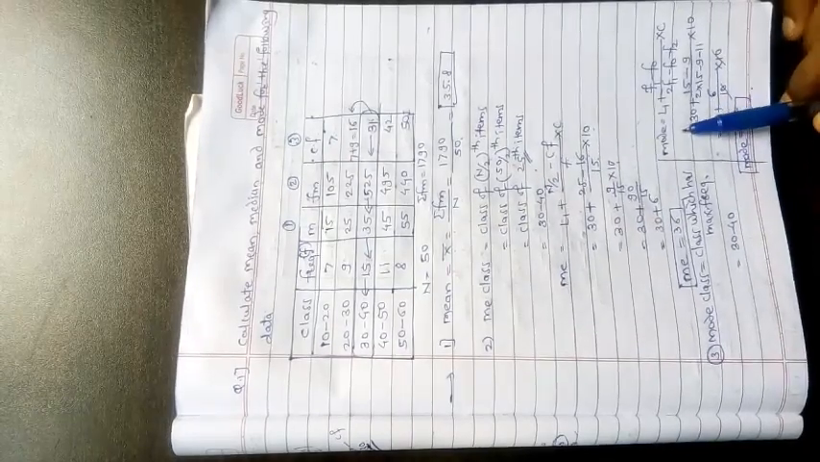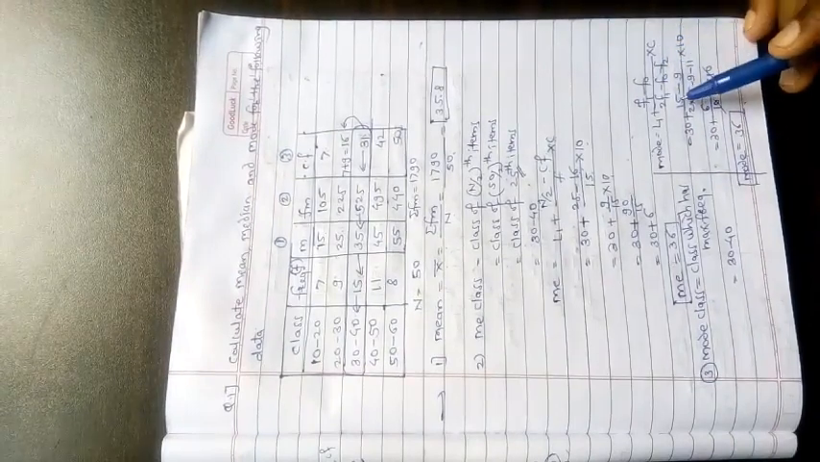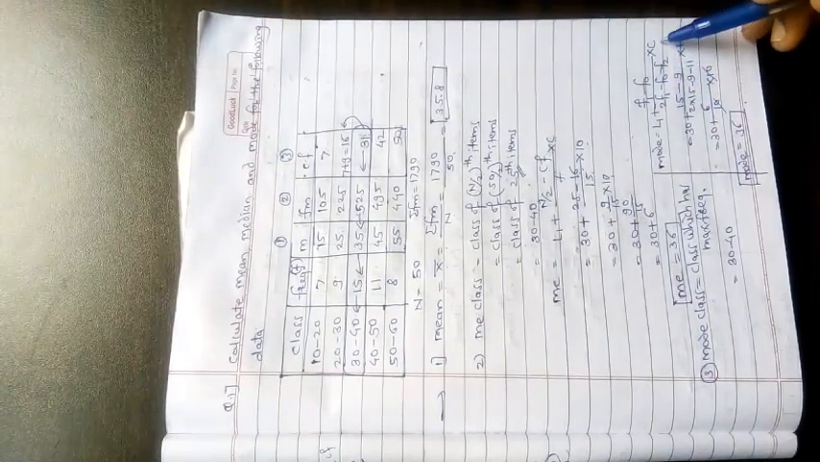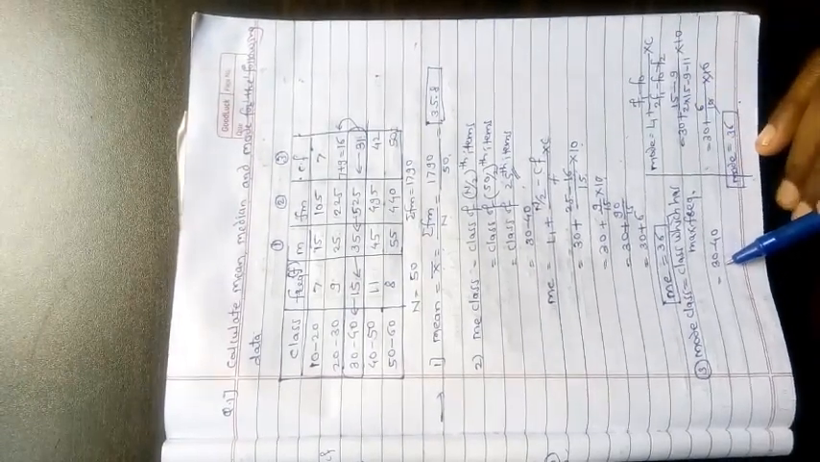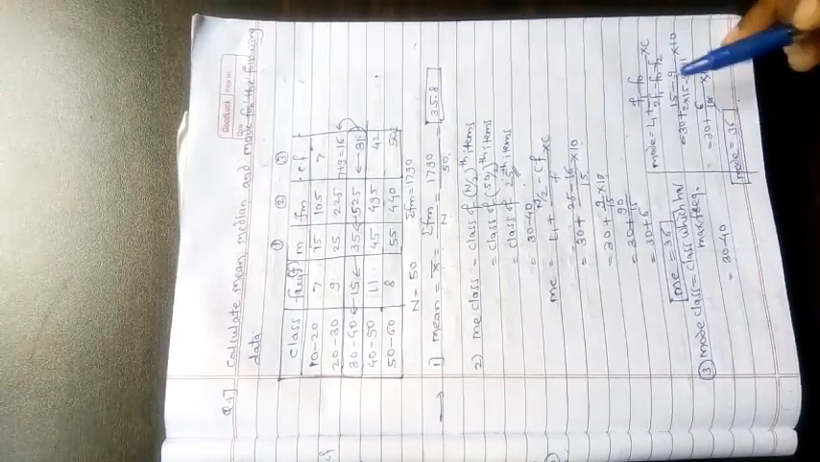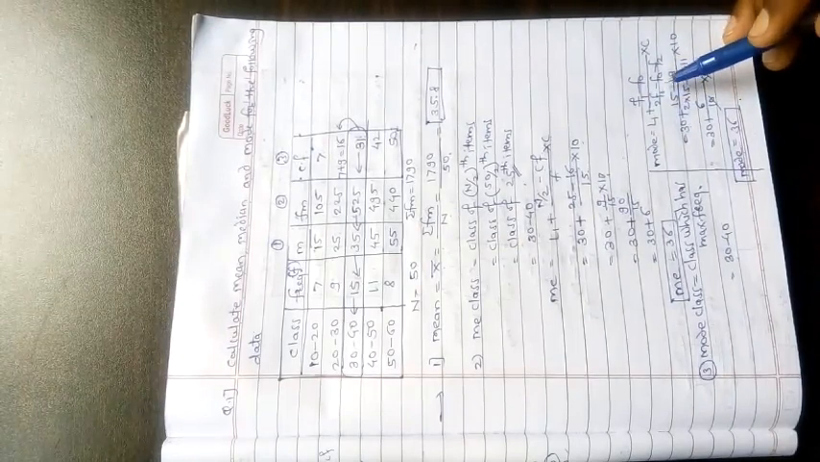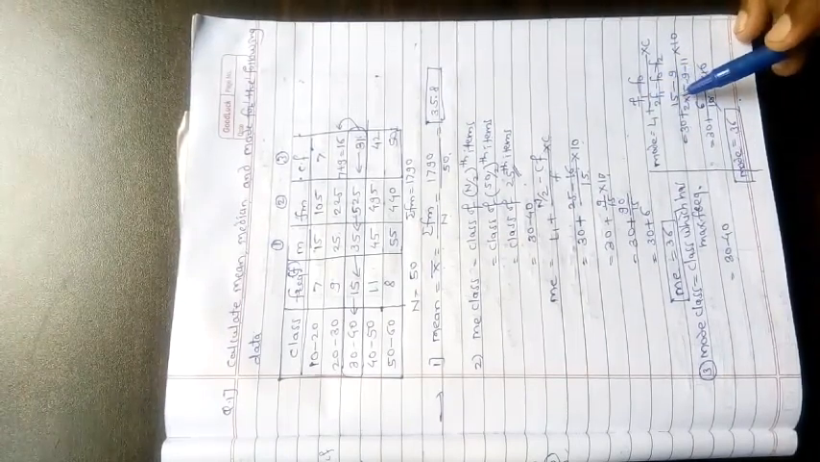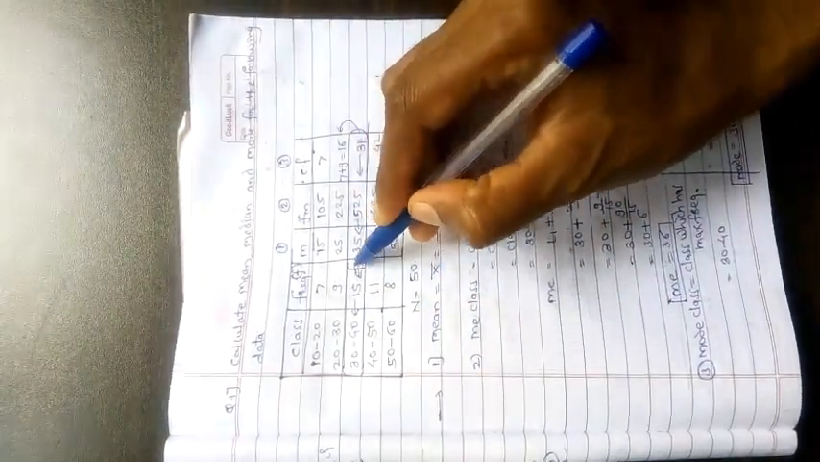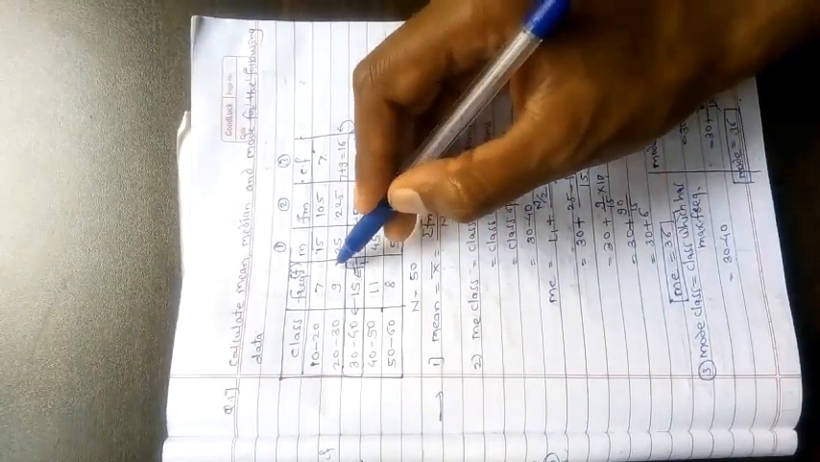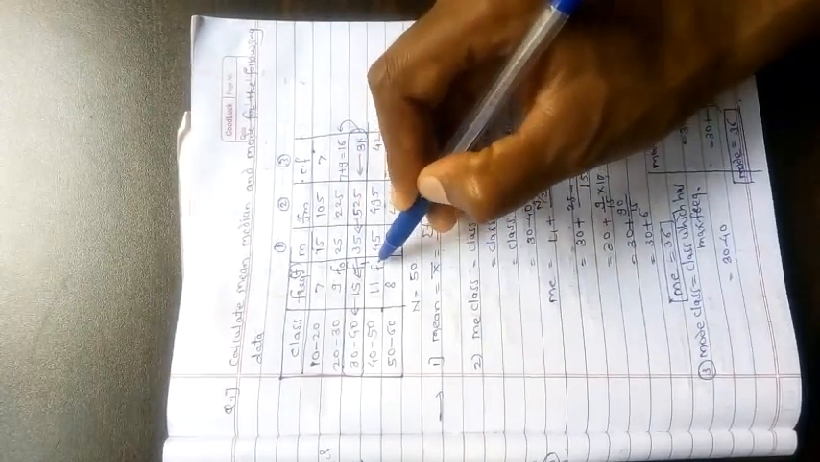Then mode is equal to L1 plus f1 minus f0 divided by 2 f1 minus f0 minus f2 into C. L1 is nothing but 30, the lower limit of the mode class. Okay, f1 is nothing but the frequency of the mode class, that is the frequency of 30 to 40, that is f1. Okay, f0 is nothing but the frequency of the previous class, and f2 is nothing but the frequency of the next class.